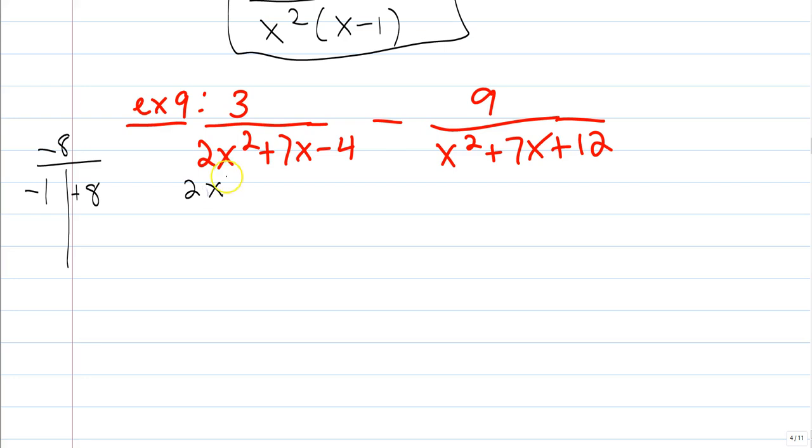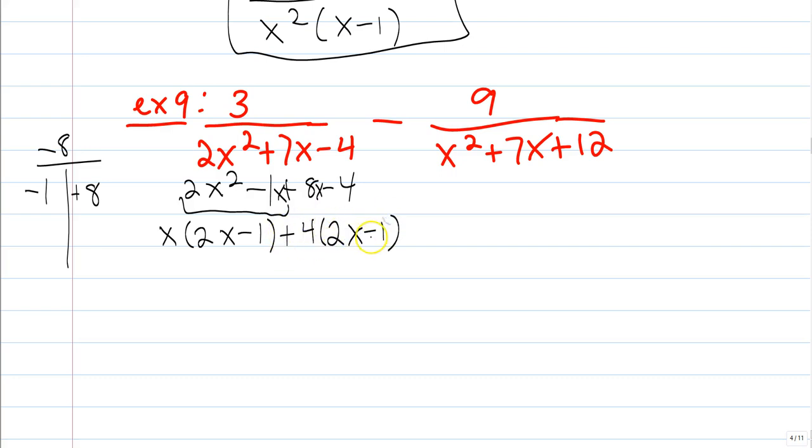So this becomes 2x squared minus 1x plus 8x minus 4. Lost the x there. First two have an x in common, leaving us with 2x minus 1. The next two have a 4 in common, leaving us with 2x minus 1. So all in common is 2x minus 1 times x plus 4. What a mess, but that is the denominator factored.